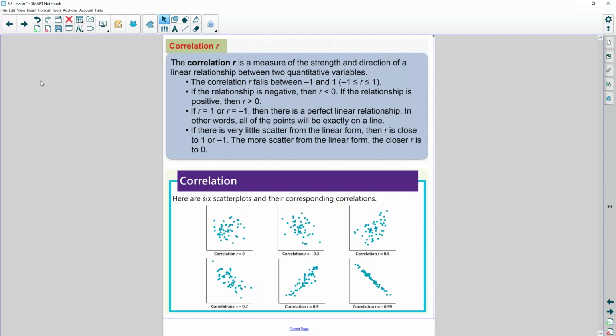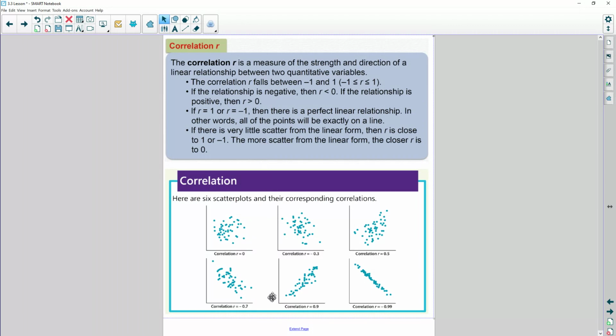A 1 means it's perfect in a straight line. The dots fall in one line in a positive direction, and -1 would be one line in a negative direction. And if there's hardly an association, it's hard to tell. As the correlation gets closer to 0, it's harder to see if there's a positive or negative association. There may be no linear association.